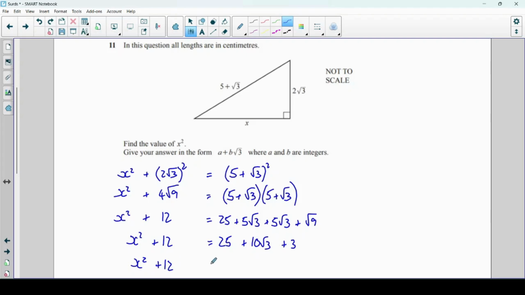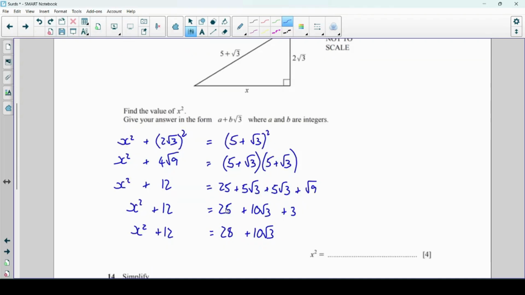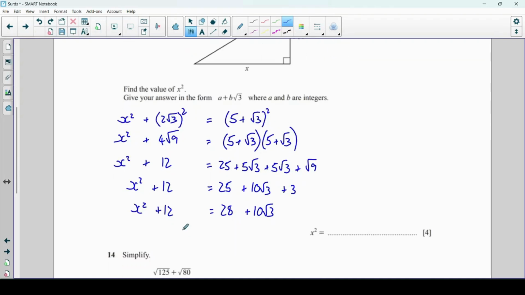So I've got x squared plus 12. Let's collect the 25 and the 3 together. So 28. And now, the only thing we need to do is subtract that 12 from both sides. So 28 take away 12 is 16 plus 10 root 3. And notice it asks for x squared, so we don't need to square root it. We're just going to leave it like that.